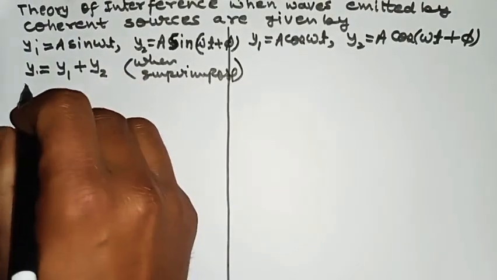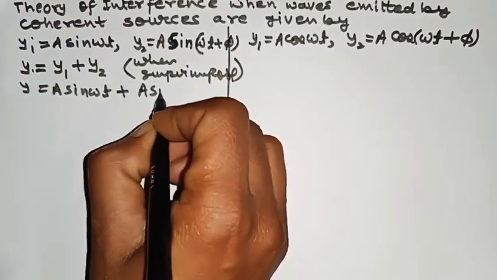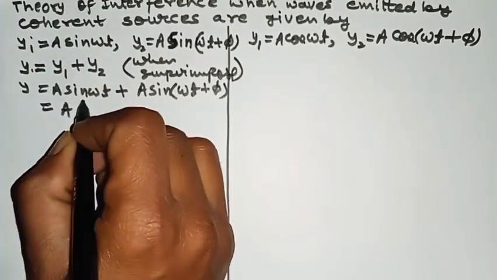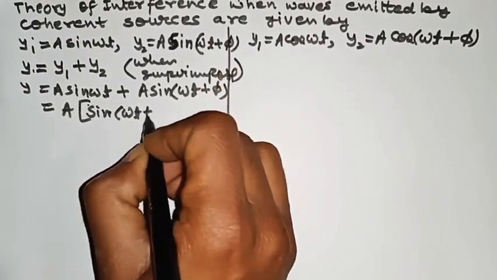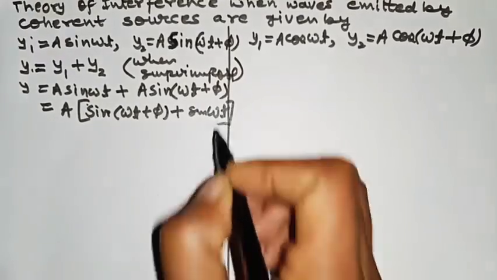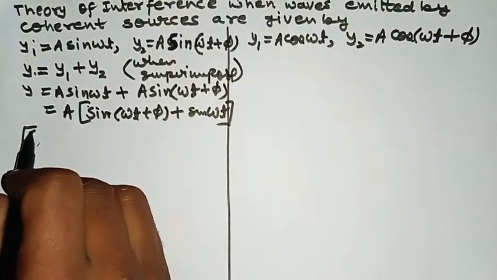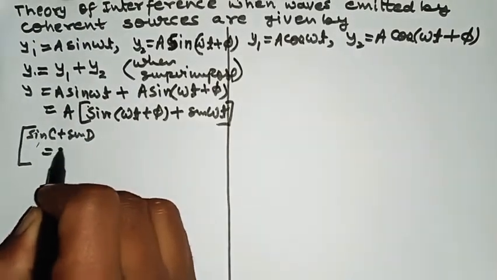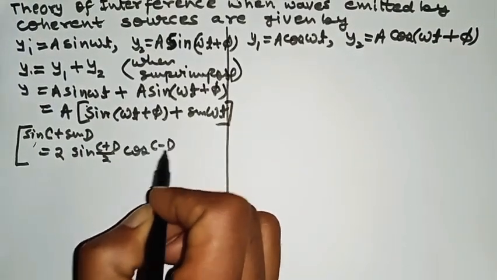Now a sine omega t plus a sine omega t plus phi, we can take a common, and here we have sine omega t plus phi, because of some purpose I'm writing this in front, plus sine omega t. Now, there is a trigonometric identity: sine C plus sine D is equal to twice of sine (C plus D) by 2 cos (C minus D) by 2.